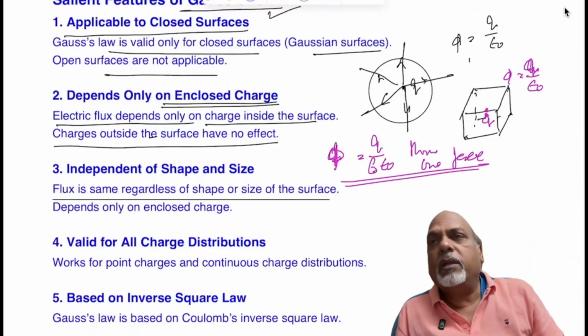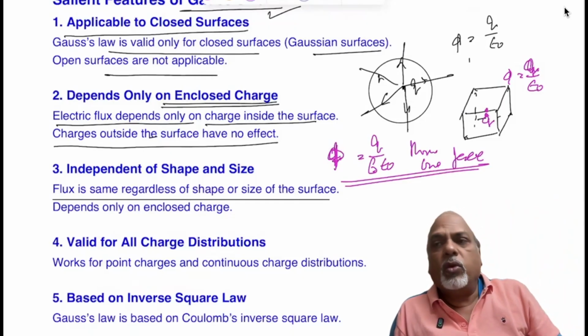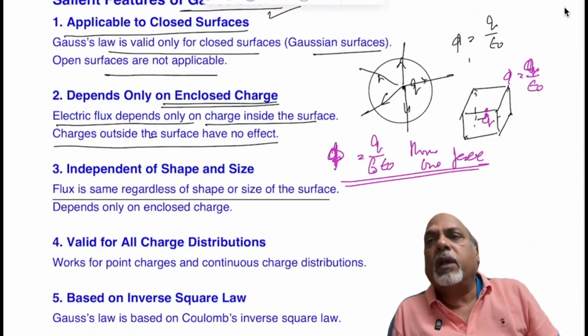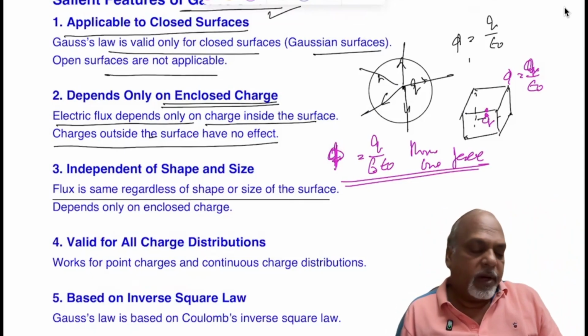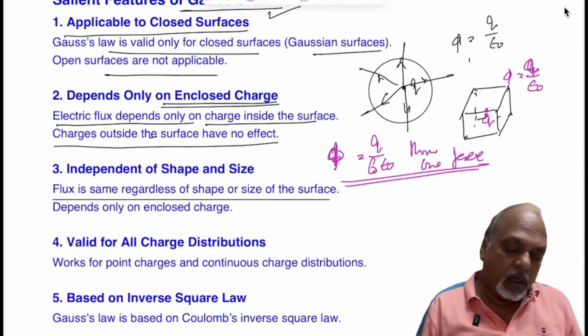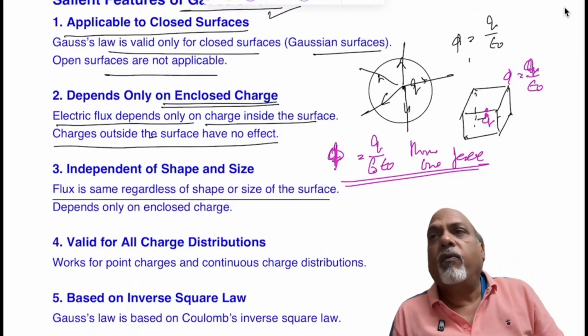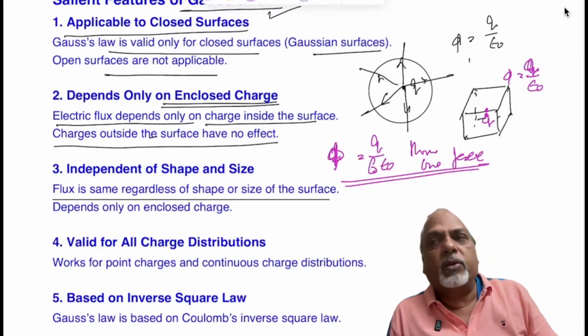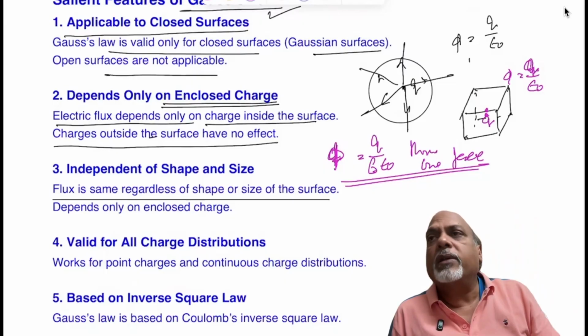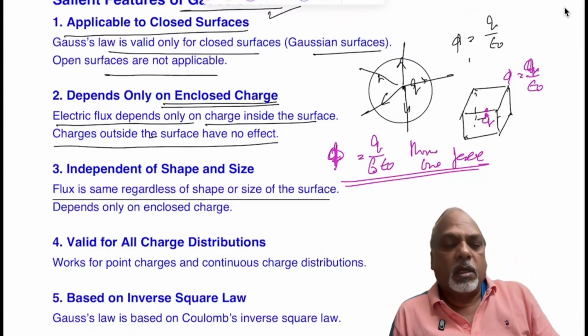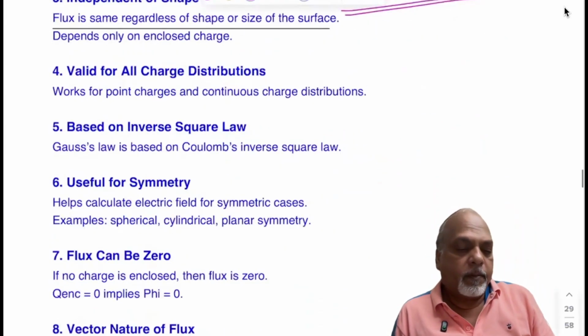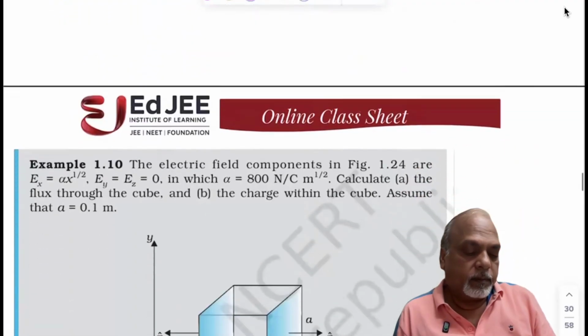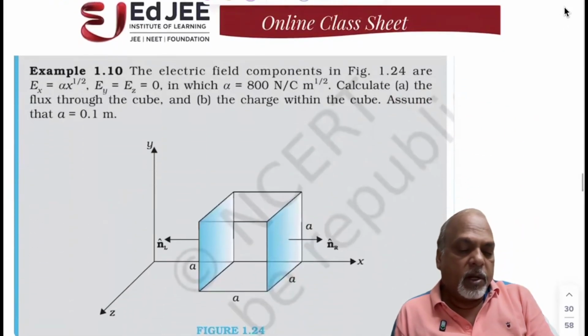So you can draw the Gaussian surface with your convenience, and you can find out the electric field or electric flux, whatever is asked in the questions. Correct? Here a similar question is there.